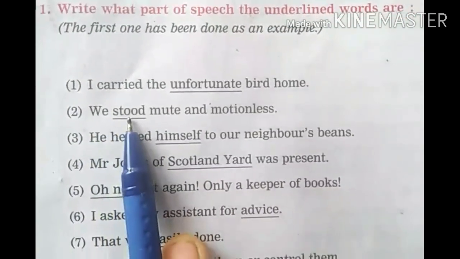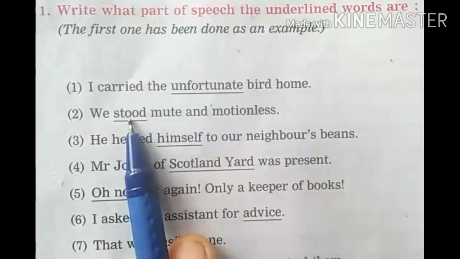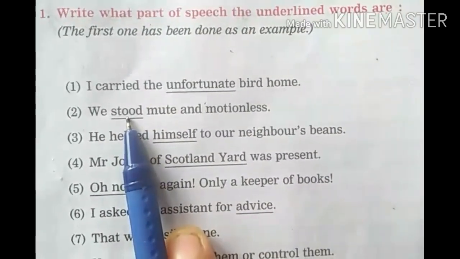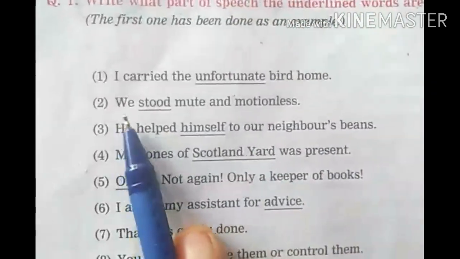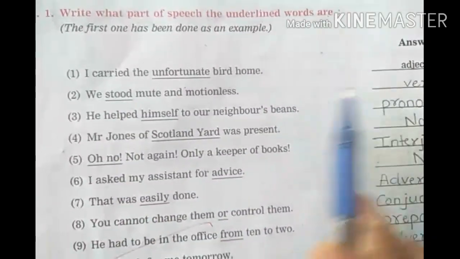Next, we stood mute and motionless. Now can you see here, students? Stood is underlined. Stood is what? It is an action. So the word stood is a verb. Okay, students? In this second sentence, stood is a verb.